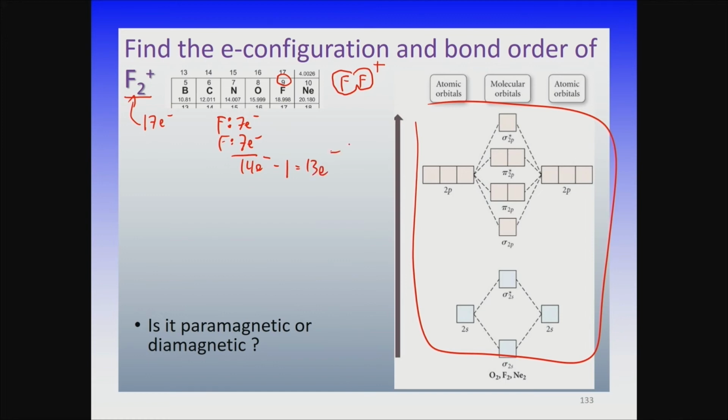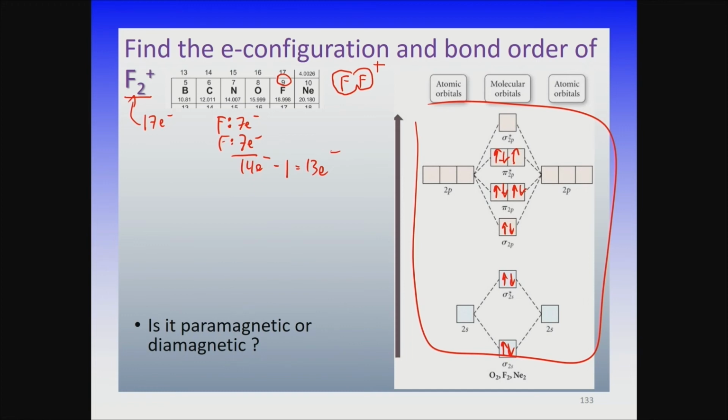So let's go ahead and fill this diagram with 13 electrons. So first pair go here, 3, 4, 5, 6, 7, 8, 9, 10, 11, 12, 13. Okay, so this is correctly filled out. So now, can you write out what the electron configuration is for the fluorine molecular cation?